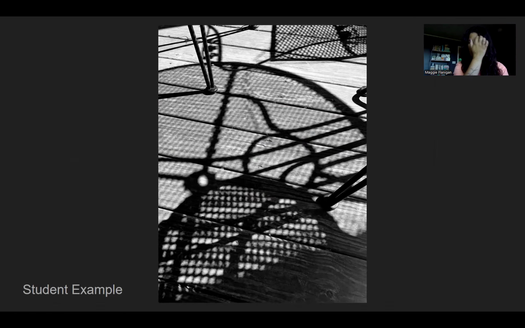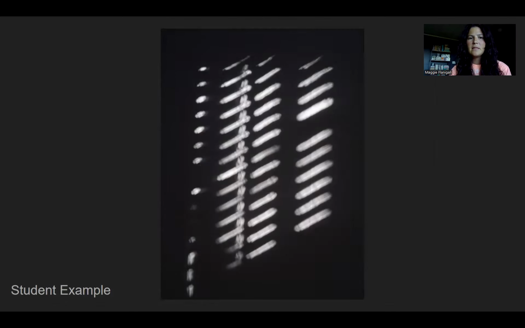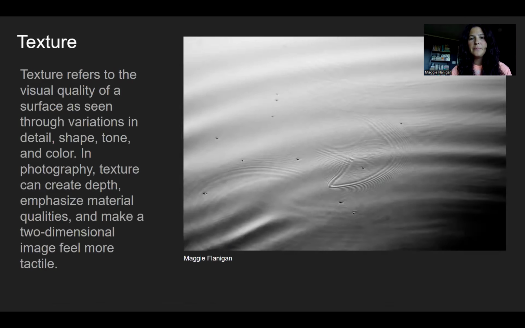Here's an example from a student. So they were able to find this pattern as a shadow cast on the ground underneath some chairs and tables. Similar thing here, light passing through objects, creating a similar pattern. They're also using that strategy of making the image black and white in both of these examples.